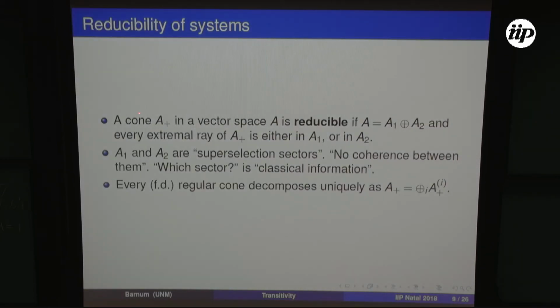Okay. An important concept is going to be reducibility. We say a cone is reducible if it's the direct sum of two cones. These are two complementary subspaces that only intersect in 0, and every extremal ray of the cone is in one or the other of these sectors. What's an extremal ray? Well, the base has extremal points. We call those pure states. Those are the elements of this convex set that cannot be written as non-trivial convex combinations of other points in the base. And an extremal ray of the cone is just a ray generated by an extremal point of the base.